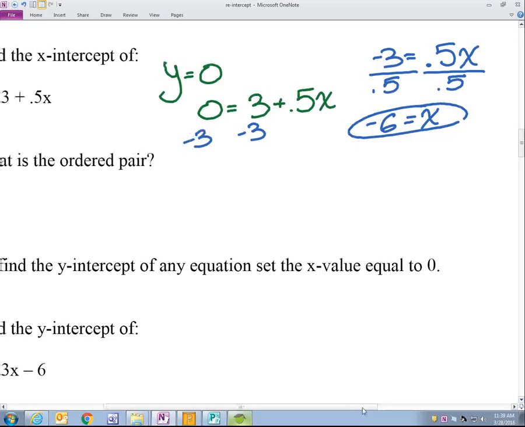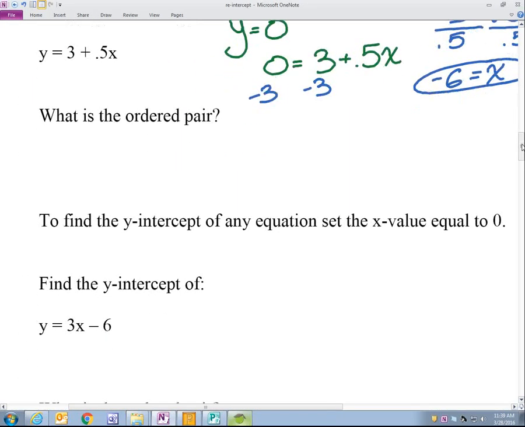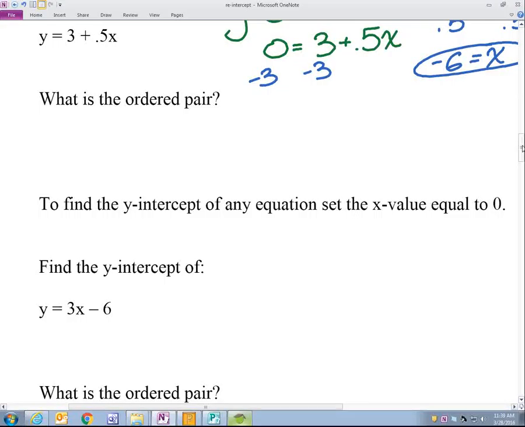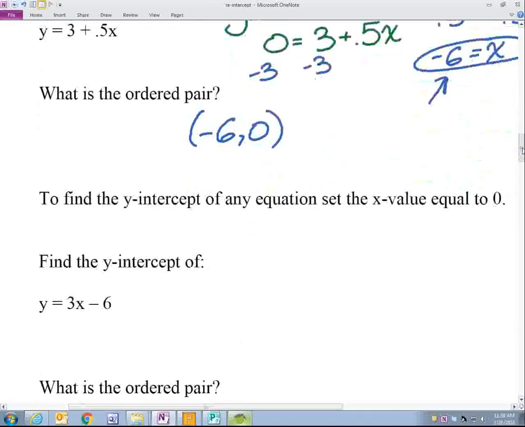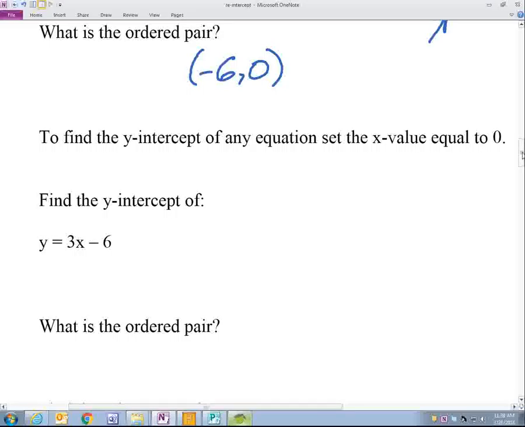So we have our x value, we have our y value. What is the ordered pair? We have x right here, and y is 0, so negative 6, 0. Negative 6, 0. That is where it crosses the x-axis.